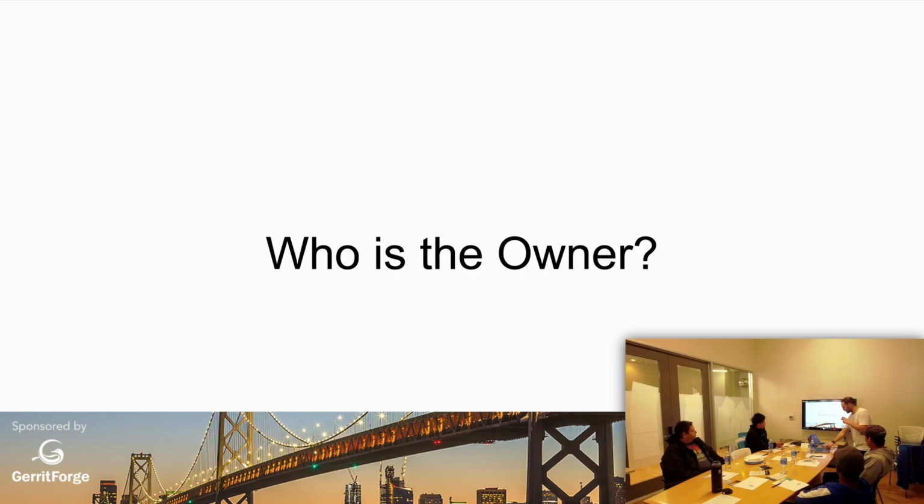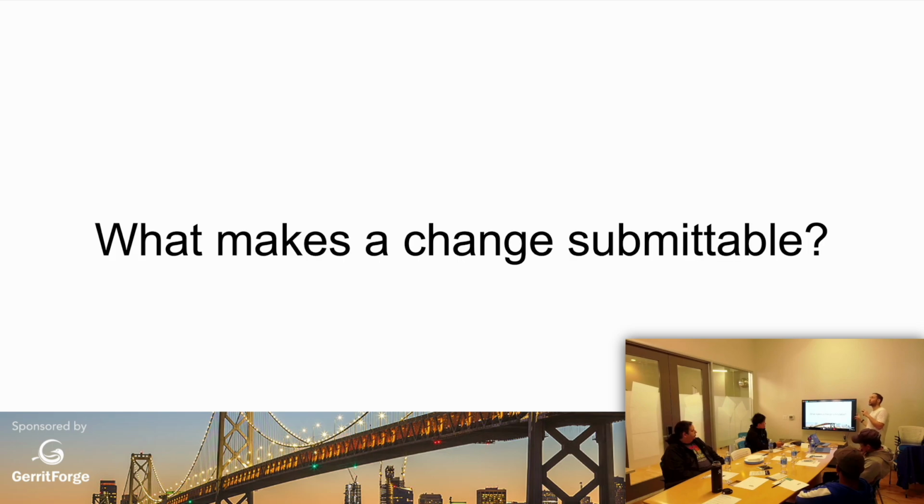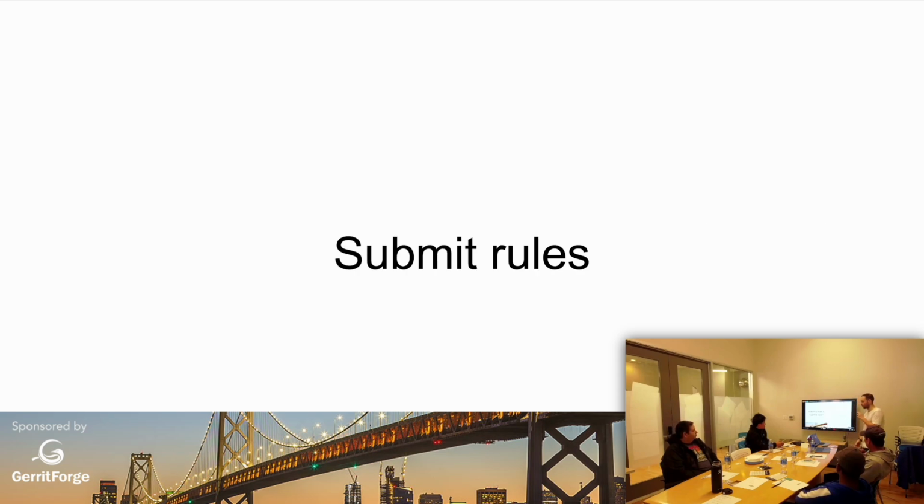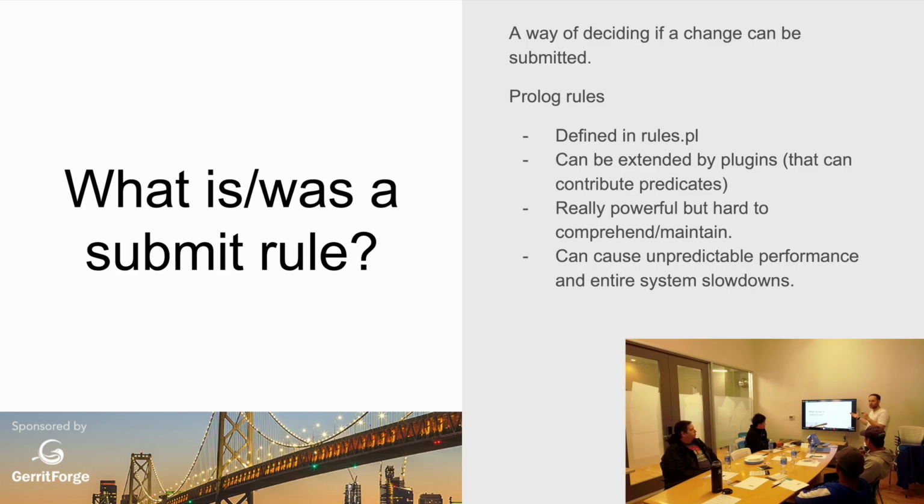But we've said that an approval from a reviewer or a non-owner doesn't necessarily mean that the change is submittable. And there's also more complicated scenarios. For example, say that you're working on your own test branch and you don't really want to have the whole shebang of people reviewing your changes that you would usually have. How do you do that? So yeah, what defines the submittability of a change? There's a few different ways. You've got submit rules, which are a way of deciding if a change can be submitted.